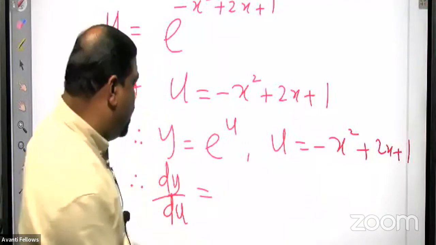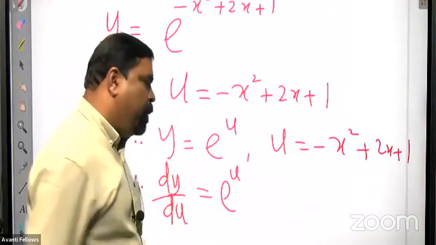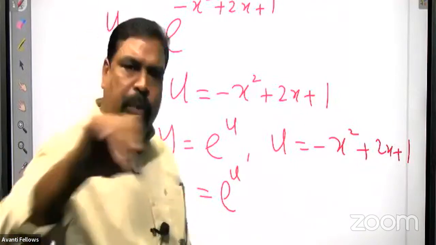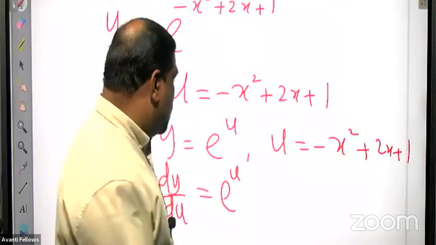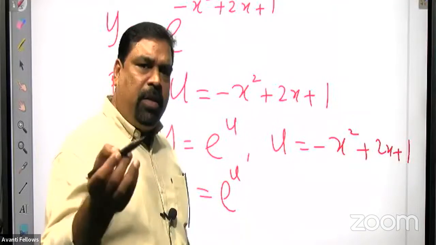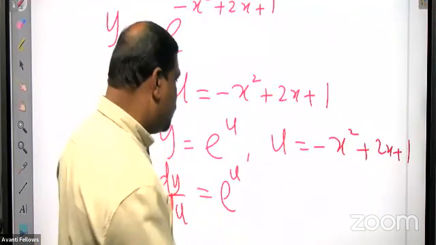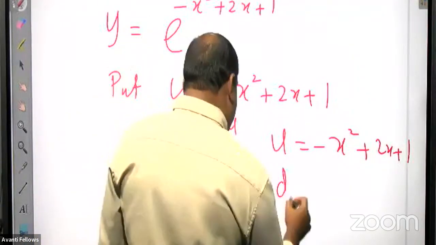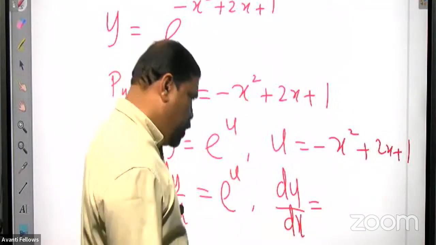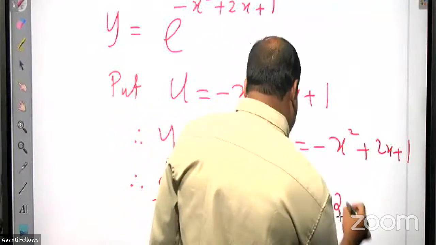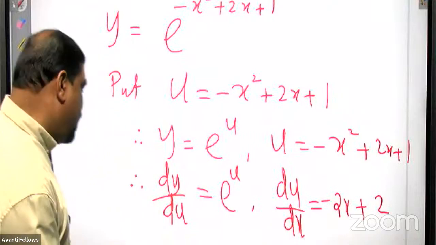So what is dy by du? You know, the derivative of e raised to u means e raised to u only. d by du of e raised to u is e raised to u. d by dx of e raised to x is e raised to x. e raised to x is the only function which will give the same function after differentiation. No change at all. And du by dx? What is du by dx? du by dx is equal to minus 2x plus 2.